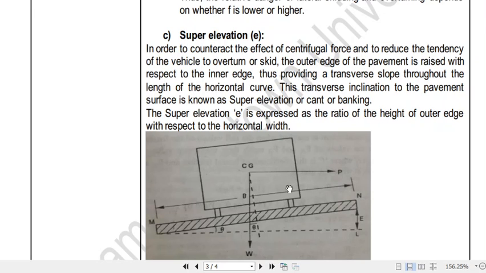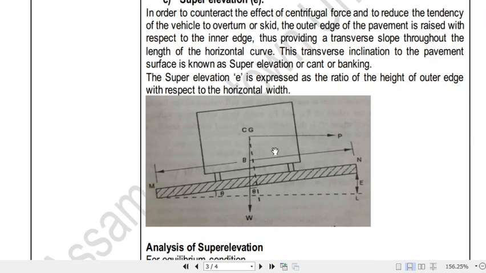Now we will discuss how it will counteract the centrifugal force. Basically this is the centrifugal force, it will act in this way. Now if we raise the outer surface like that, this will more effectively counteract the centrifugal force, in addition to the weight of the vehicle and lateral friction developed between the tire and the road surface.